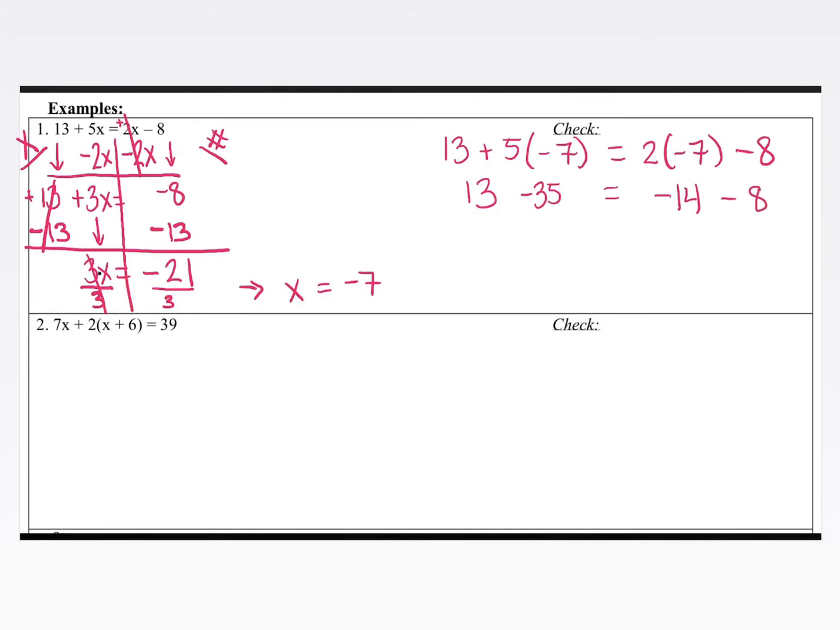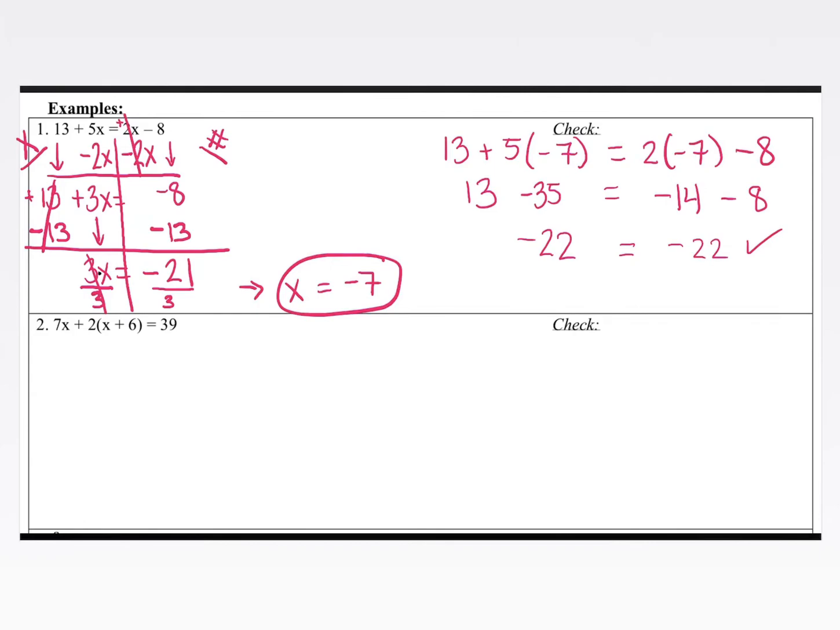On the left-hand side, 13 minus 35 is negative 22. And negative 14 minus 8 is also negative 22. So our equation is balanced, and x equals negative 7 is our final answer.